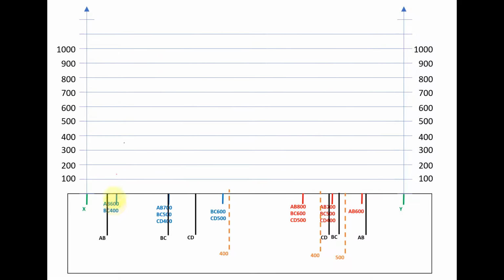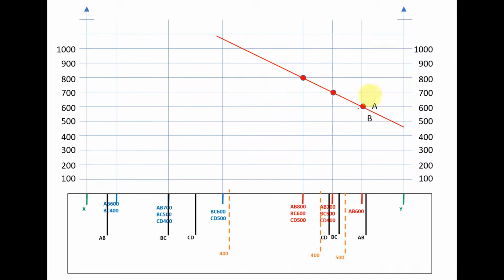Those vertical lines are drawn from your strike lines. So these are the lines drawn from the strike line, and then we can start plotting. So let us plot this AB 600 first. So AB 600 will be along this strike line. We plot at 600. Then we have AB 700. Then we have AB 800. If I join them, I'll get this junction AB.